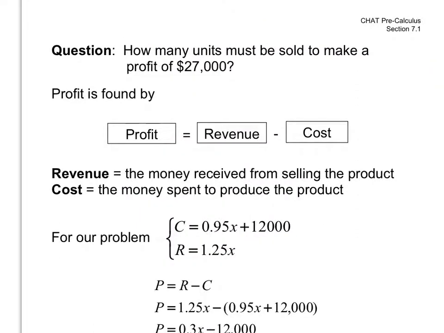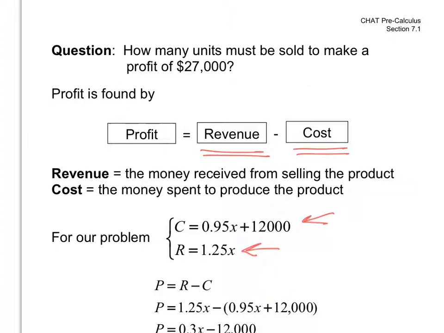Now looking at this next question, it says how many units must be sold to make a profit? Because we don't want to just break even, we want to make a profit. So the way that you calculate profit is you need to take your revenue and you have to subtract your cost. So the revenue is the money that you receive from selling your product, and the cost is the money that you spend to produce the product. So for our problem, here's our cost equation, that's the same. Here's our revenue equation, that's the same.